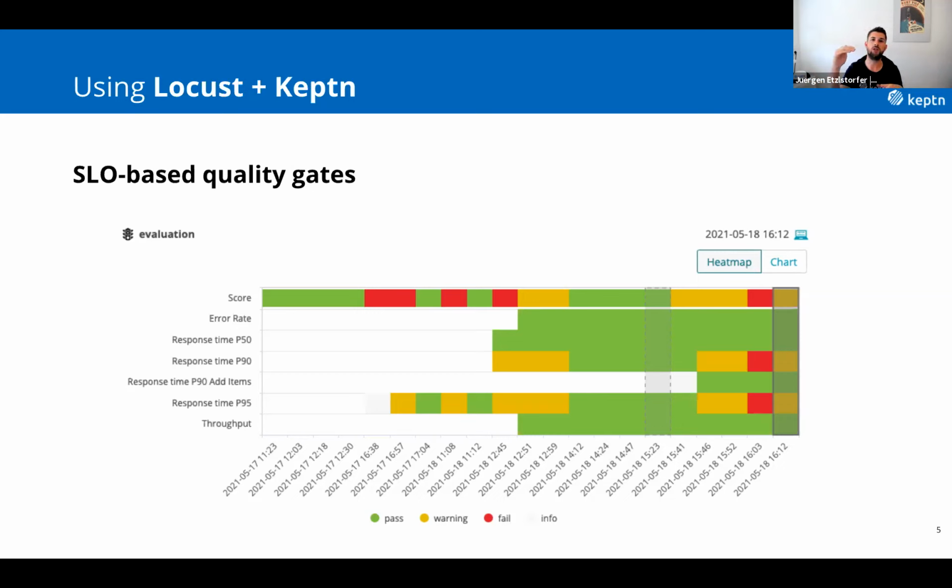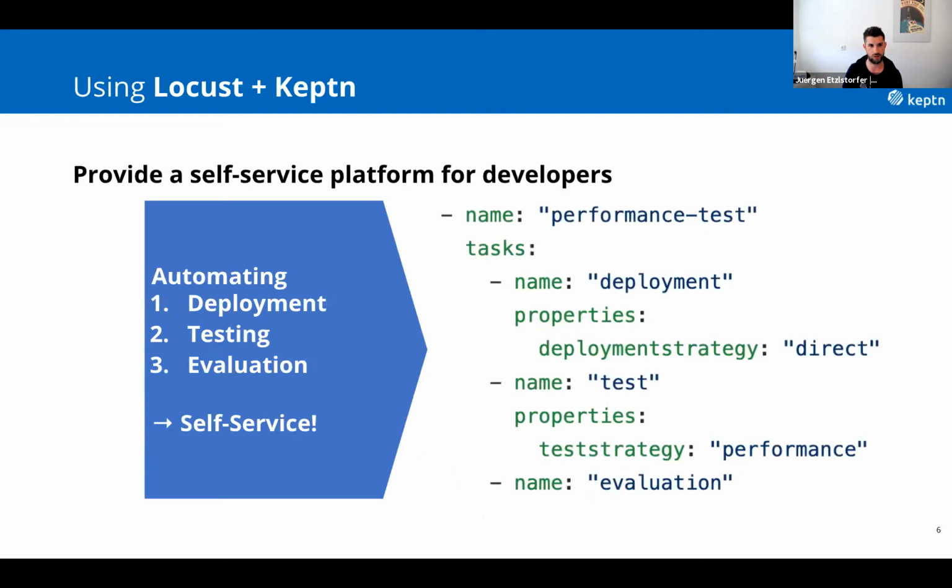So if you define your SLOs, then after a Locust run, Keptn will use data from Prometheus or Dynatrace or other sources to do the quality gate evaluation and compare it to previous runs or to fixed thresholds. So both are possible. And it's basically the step that you would do after you execute the load test with Locust.